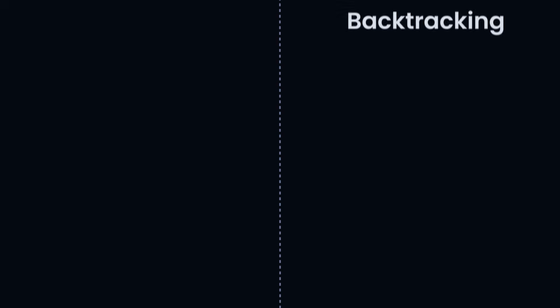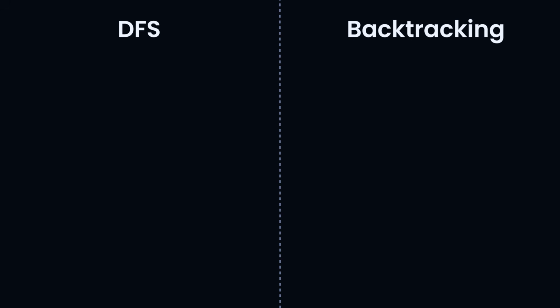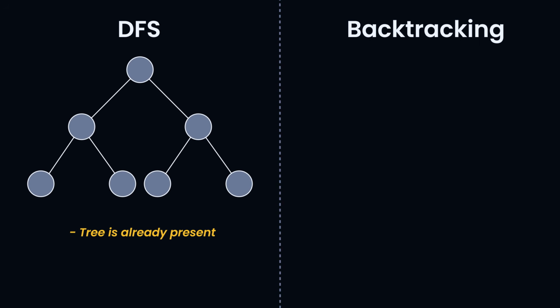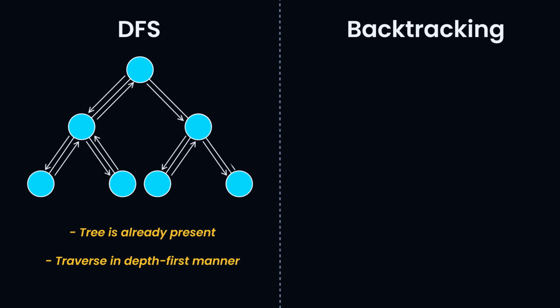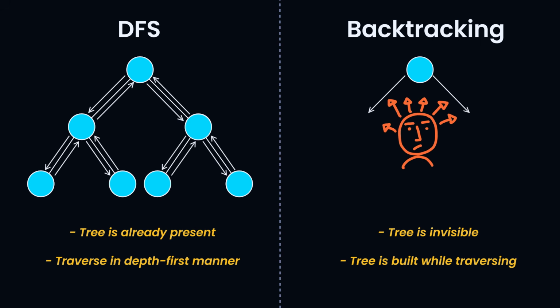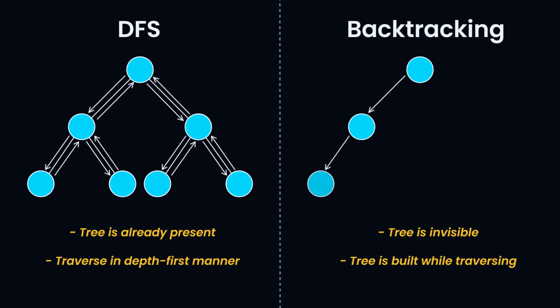Now here's what makes backtracking feel different from regular DFS. In a normal DFS problem, the tree is given to you. It's already there. You just traverse it. In backtracking, the tree is invisible. It doesn't exist yet. You build it as you go. At every step, you ask, what choices can I make right now? Those choices become the branches. You go deeper. You hit a leaf. You come back. You try the next branch. That going back, that's the backtracking part.